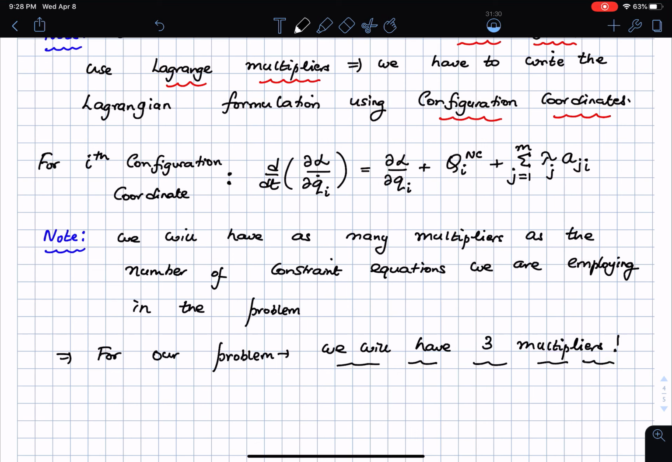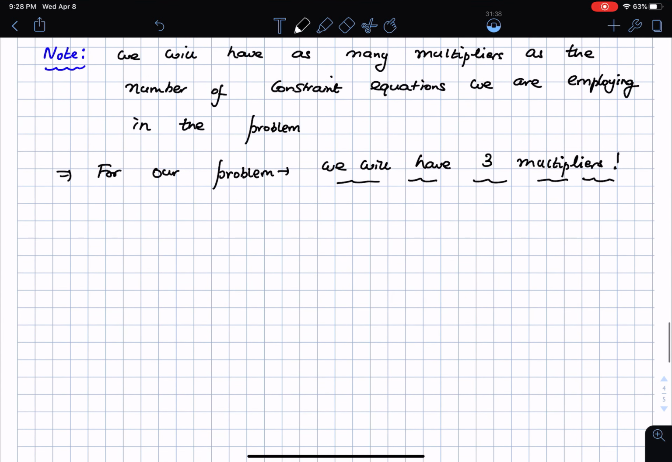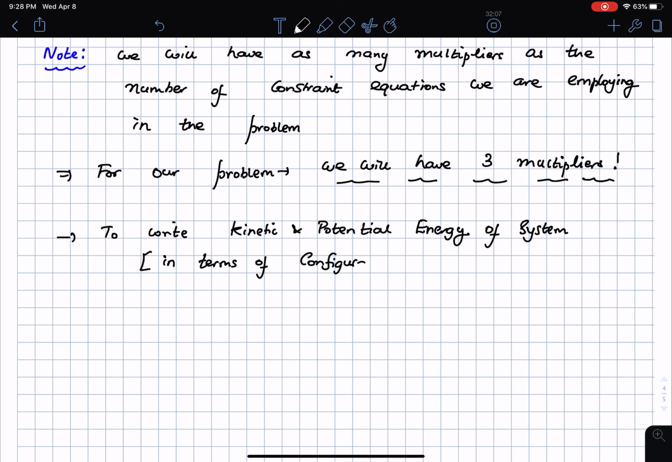All right, and so we are now ready to write the kinetic and the potential energies, and then go forward with the rest of the problem. Kinetic and potential energies are fairly straightforward. Let me do that very quickly. We have to write the kinetic and potential energy of the system in terms of configuration coordinates. Reason being, we are using Lagrange multipliers. If you use Lagrange multipliers, you have to use configuration coordinates. If you don't use Lagrange multipliers, you use the generalized coordinates. This is a very, very key statement, and I'm going to summarize this again when we write a brief review of the Lagrangian formulation towards the end of this lecture.